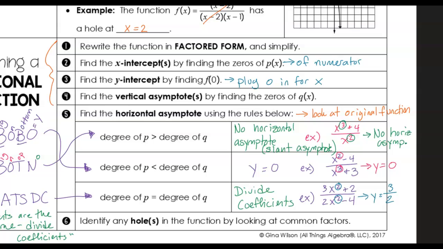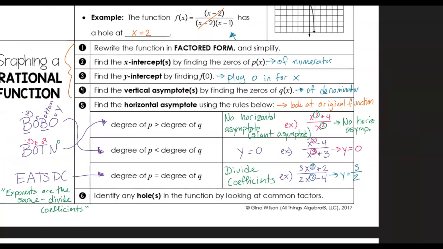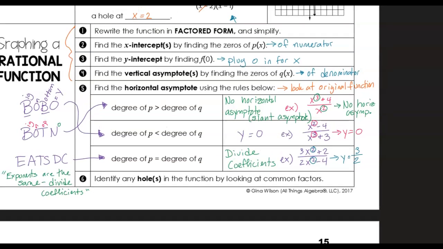Step 4, find the vertical asymptote by finding the zeros of q of x. Remember, that's what I was talking about right up here. The zeros of the denominator create your vertical asymptote. Then you find your horizontal asymptote. Technically, finding the horizontal asymptotes can be done at any time, but we like to do it at the end. Or I personally like to do it at the end. Again, doesn't matter when you do it.